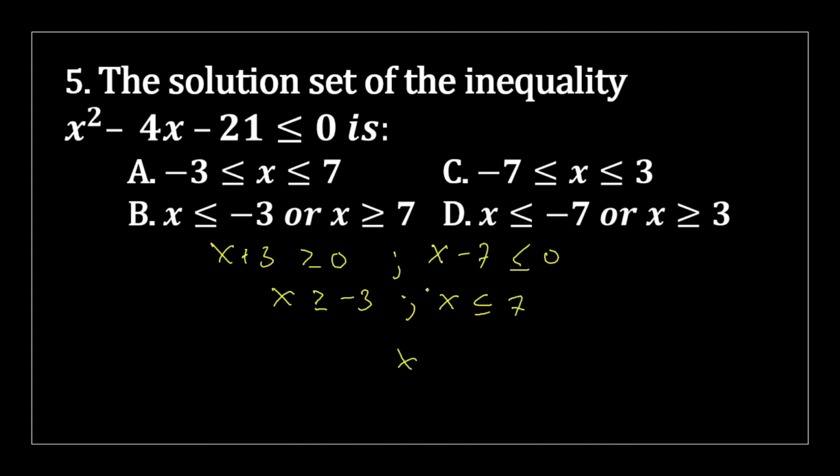So if we're going to write this, x is less than 7 but greater than negative 3. So we're going to do that in a number line. This is 7. This is negative 3. So meaning greater than negative 3. So all of the values here from negative 3 to 7.